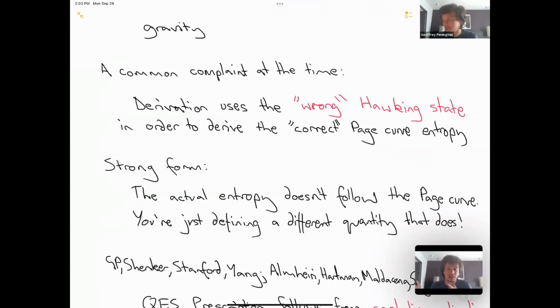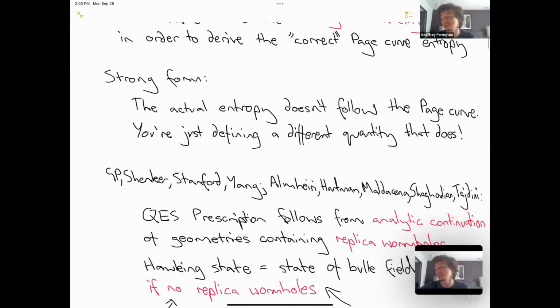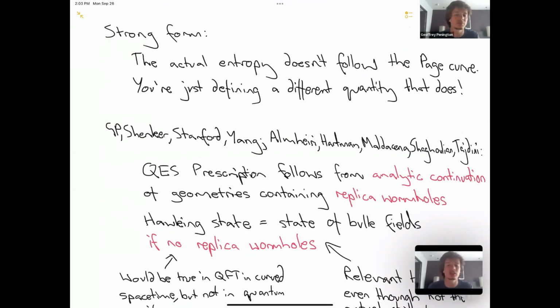I don't think that strong version of the critique is right at all, and in particular, at the end of 2019, there were two papers that came out, the so-called East and West Coast replica wormhole papers, that clarified to a large degree why that critique is not right and what these calculations are actually doing.